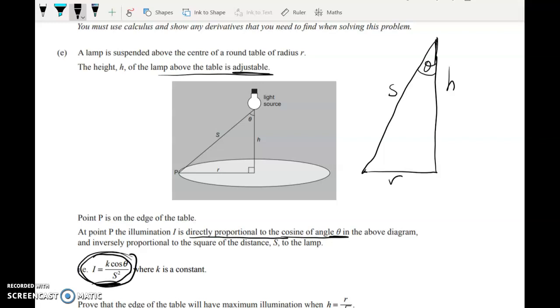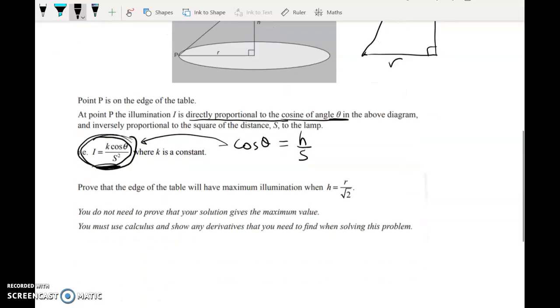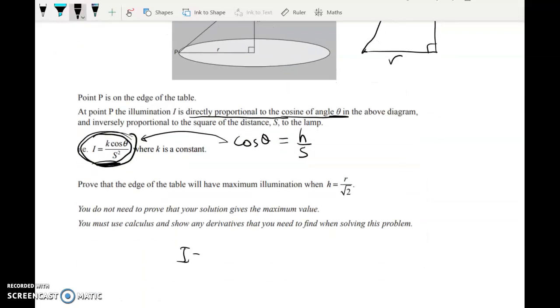So if we look at theta, we've got cosine of theta in that numerator. What's cosine of theta? Well, cosine of theta is simply h over s. So once we see that, then we can replace all of this. We've got I is equal to k times h over s squared. So I is equal to kh over s squared.